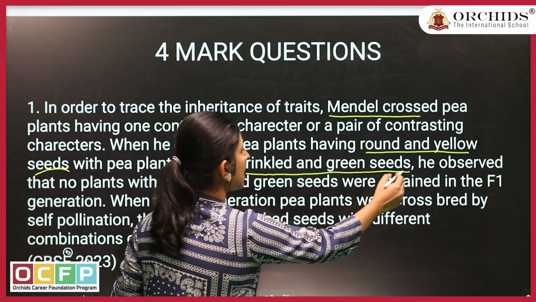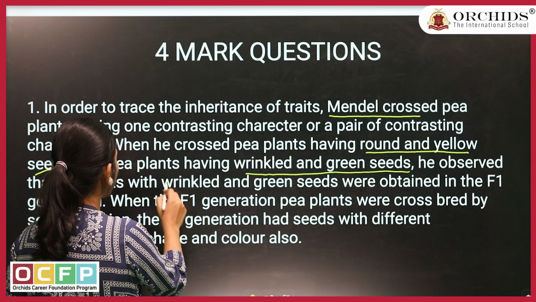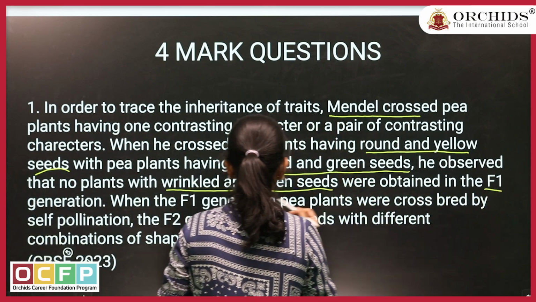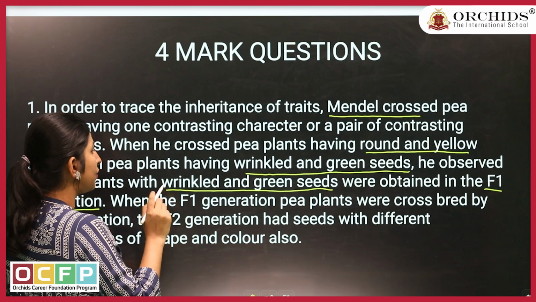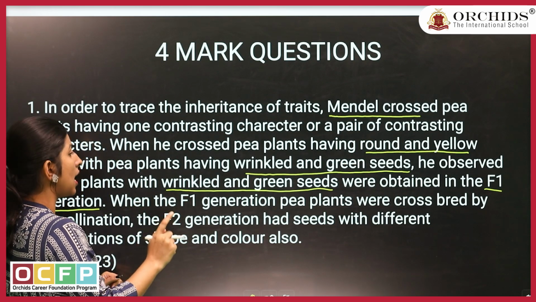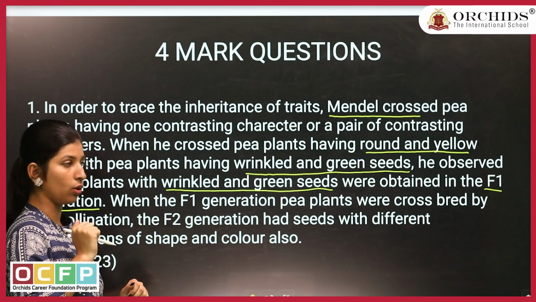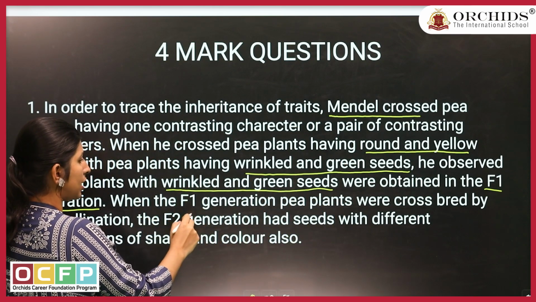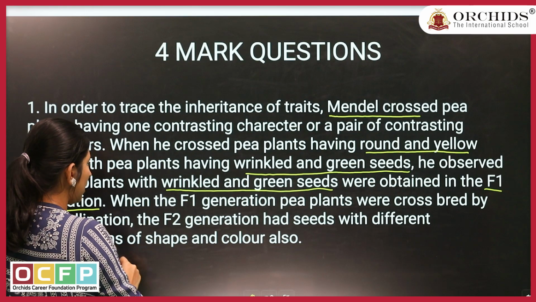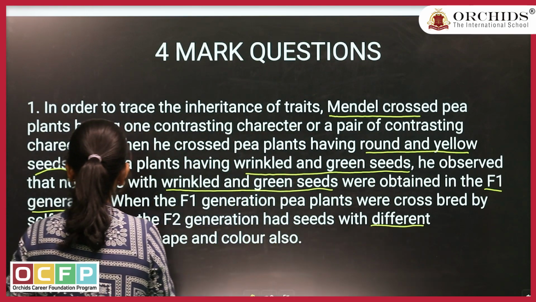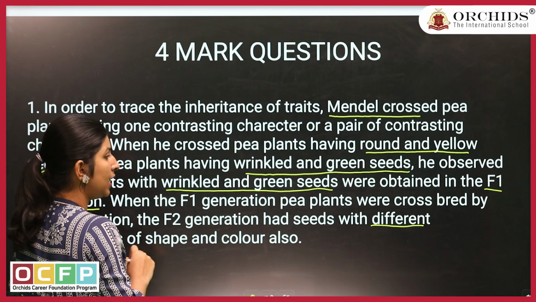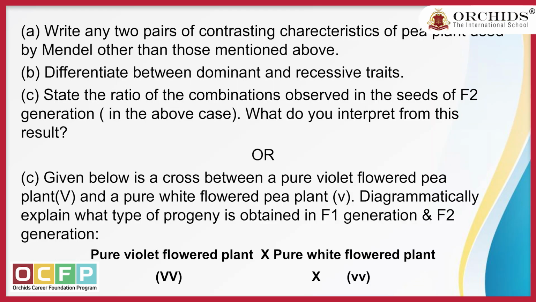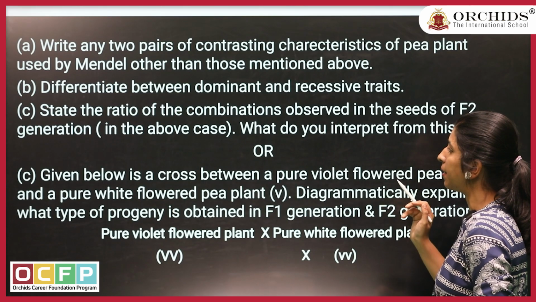Let's move to the next statements. He observed that no plants with wrinkled green seeds were obtained in the F1 generation. Here they gave us the F1 generation. There were no wrinkled green seeds, which means all the seeds were round and yellow. And then when the F1 generation pea plants were crossbred by self-pollination, the F2 generation had seeds with different combinations of shape and color also. So F2 had multiple gene recombinations. So this is what we understood from this particular case. Now let's see which are the different questions that came in this case-based question.